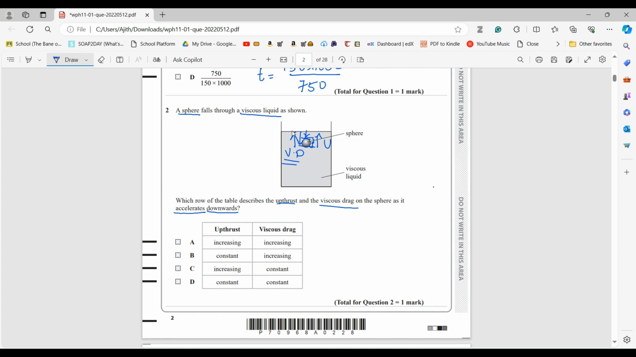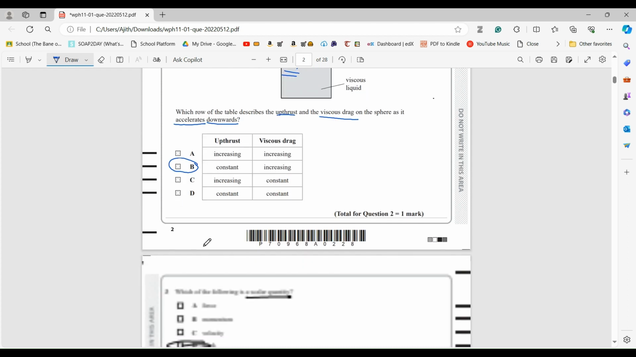But what you need to consider is that upthrust is the force arising due to the difference in pressure between the top and the bottom part of the object, and this difference in pressure will remain the same throughout the motion of the object in the liquid. So your upthrust will remain constant in this case. So this gives us option B, which is the correct option.